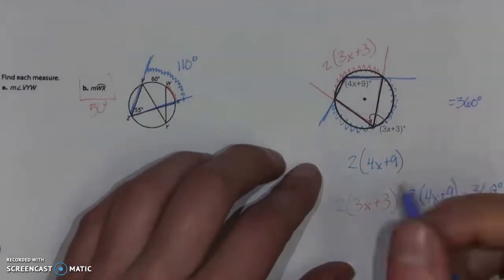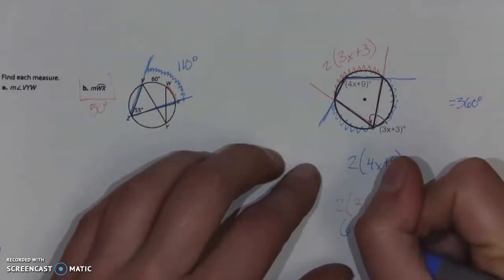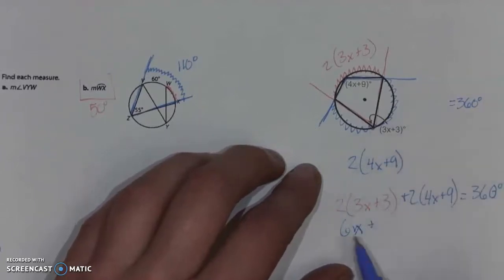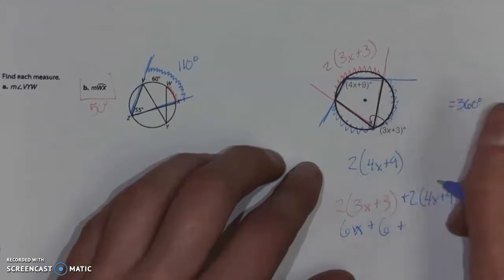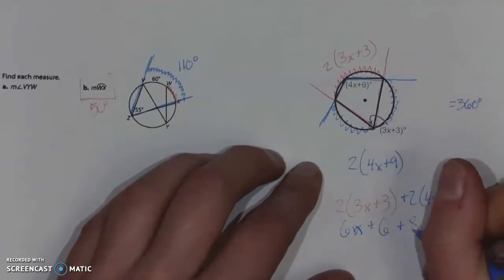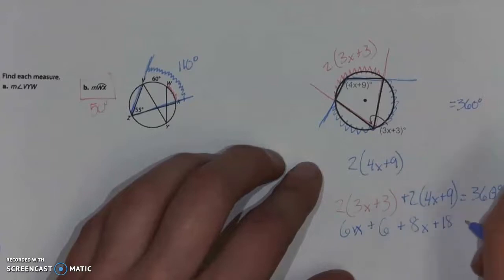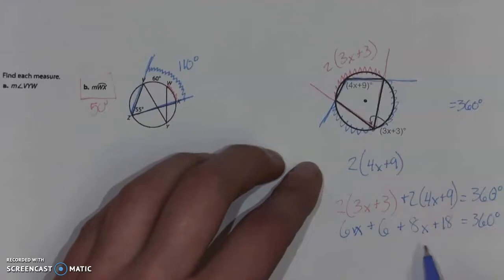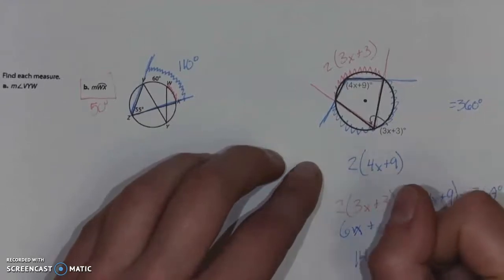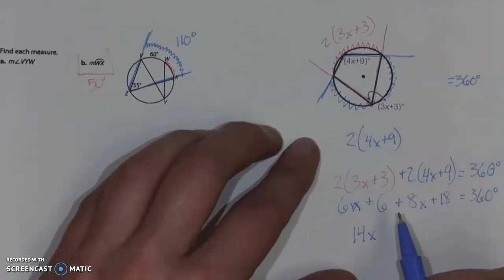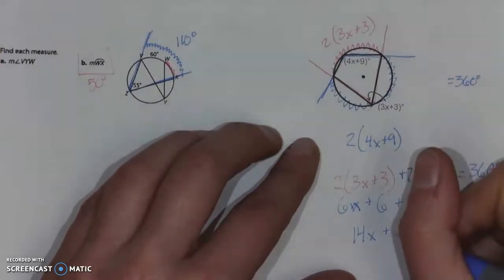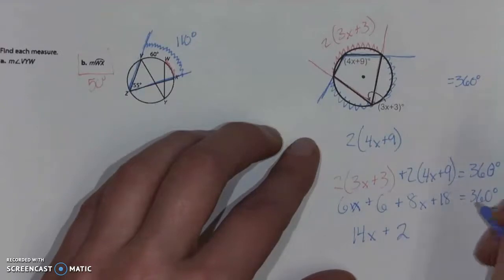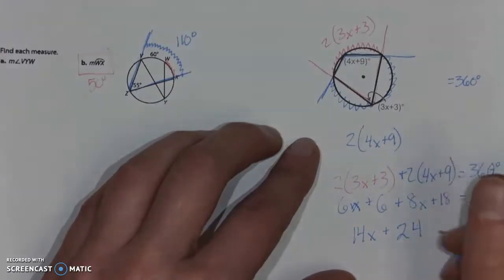So here, use your distribution. Be very careful when you get this many variables and numbers. It's easy to make a little mistake and mess up your whole problem, which is especially frustrating when you do everything else right. So take your time with these. And we can combine 6x plus 8x is going to give us 14x. 6 plus 18, well, we are going to end up with 24.